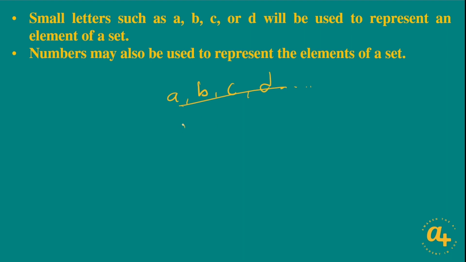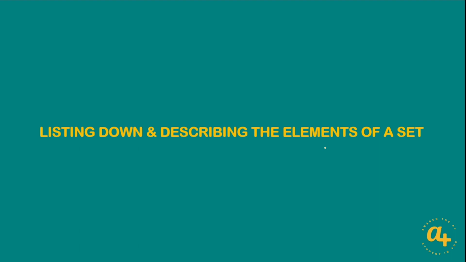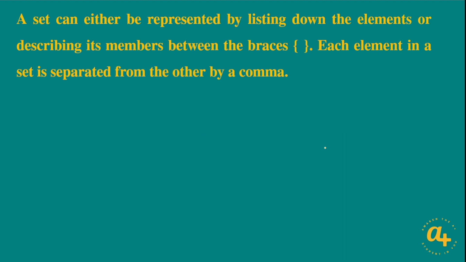What type of numbers? Numbers such as 1, 2, 3, 4, and 5 can be used to represent the elements of a set. So now we want to talk about listing down and describing these elements of a set. A set can either be represented by listing down the elements or describing its members between the braces. And each element in a set is separated from the other by a comma. What exactly does this statement mean?